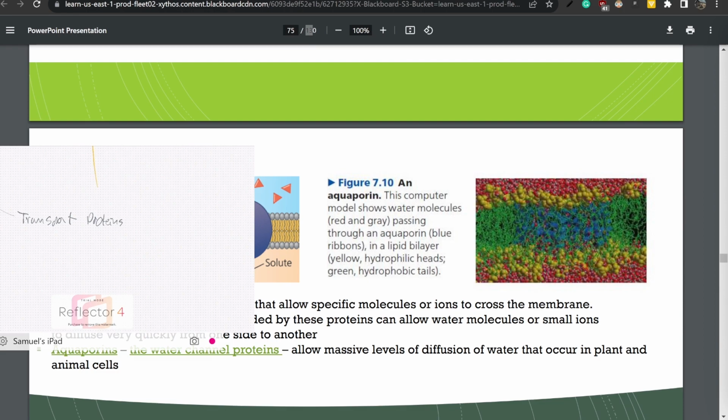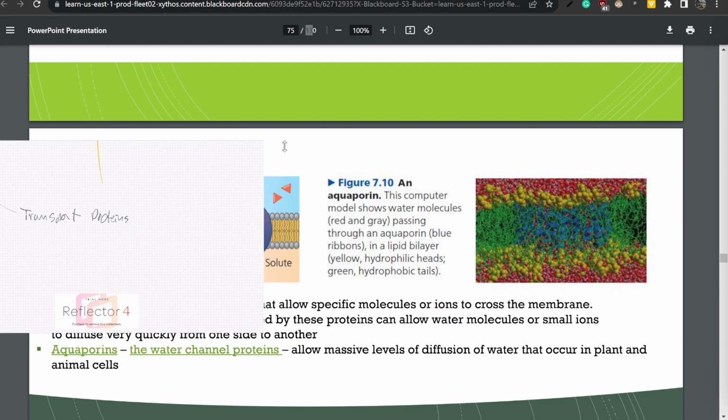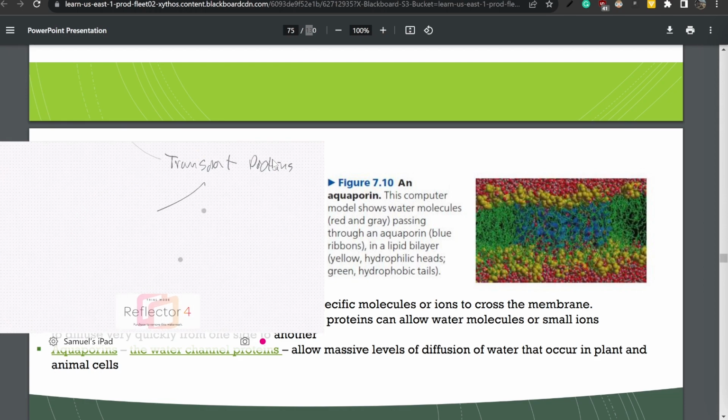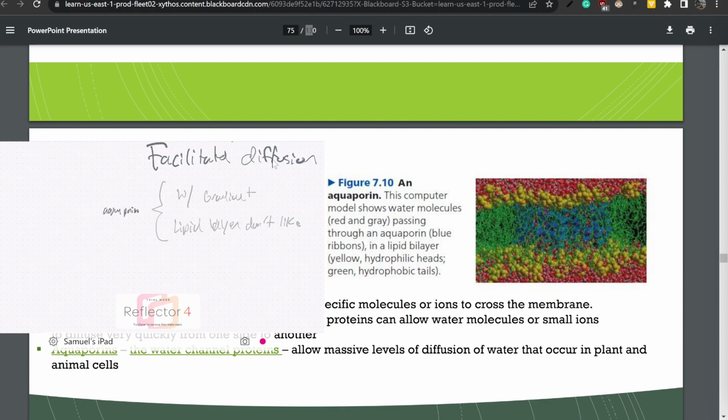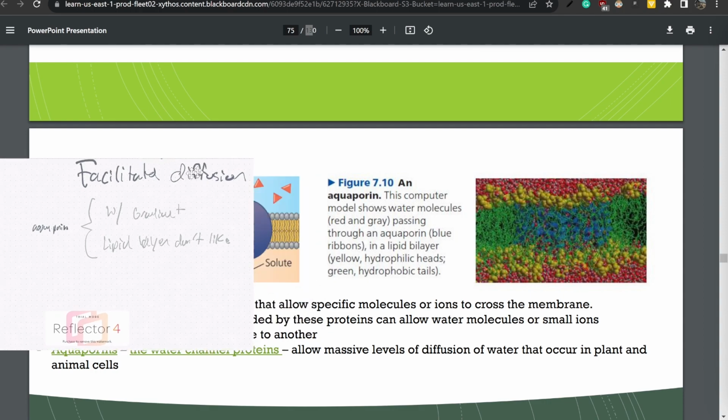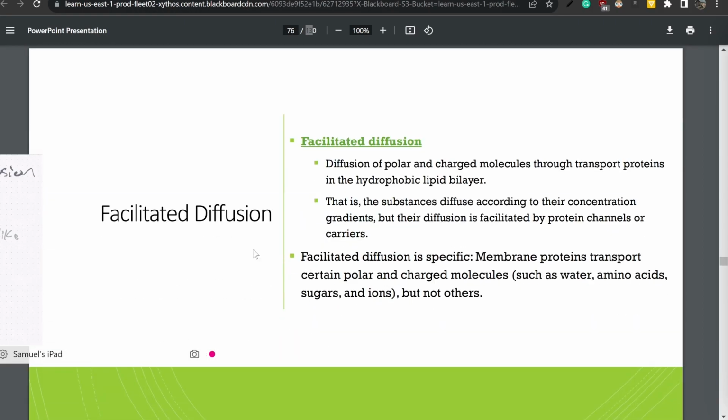I'm going to write here that this is a new type of diffusion: facilitated diffusion. I'm going to write specifically with gradient, lipid layer doesn't like, and I'm going to give an example of an aquaporin, because aquaporins are important. This is terrible spelling, but it doesn't matter. Only I need to understand it, not you guys.